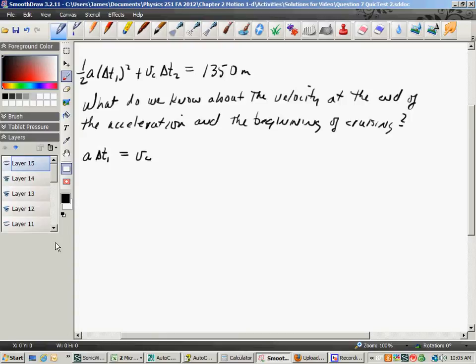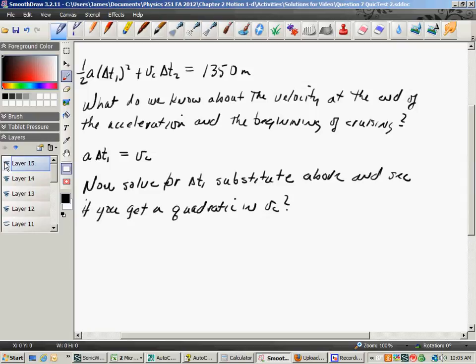Of course, what we can say is that acceleration times delta t1, the time through which the acceleration occurs, has to equal the cruising velocity vc. Now, solve for the acceleration time increment, delta t1, in terms of vc, the cruising velocity, and a, and substitute it in the first equation above, and you should obtain a quadratic in vc, which you should be able to solve.